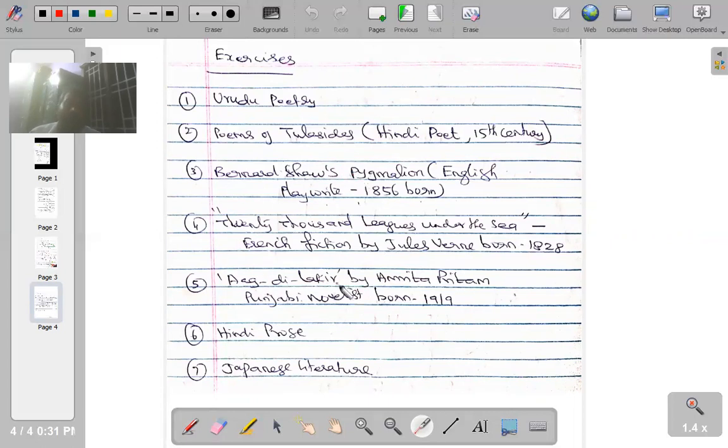Then Aag Di Lagir by Amrita Pritam. Amrita Pritam is a very famous novelist from Punjab. So it's in the Punjabi language. It is a novel, a fiction. And she was born in 1919. The first letter of the author's work is the first letter of the title. And then there is a book of Hindi prose. There's a book on Japanese literature.